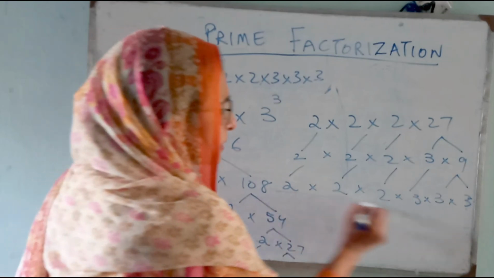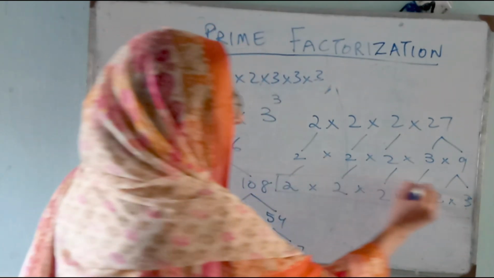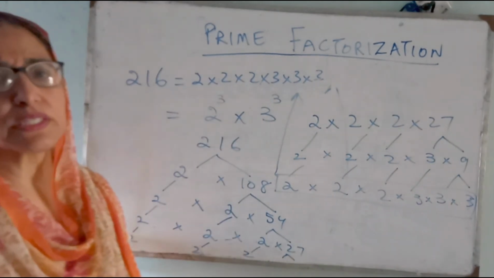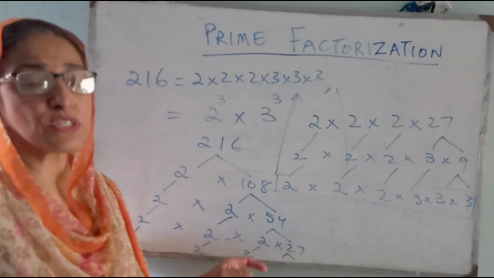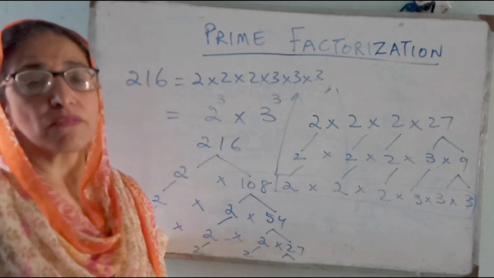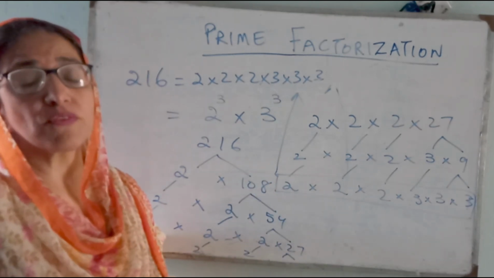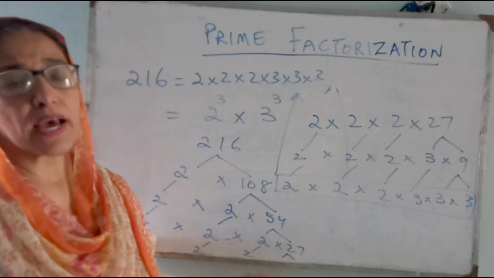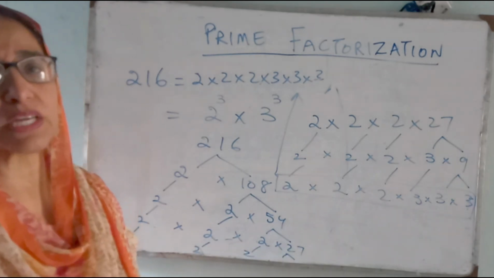So these numbers in the end are the factors of 216. Using a factor tree, you have to make a tree, and for all the numbers which can have further 2 factors, you are going to make 2 branches, and then you are going to make your tree like this.